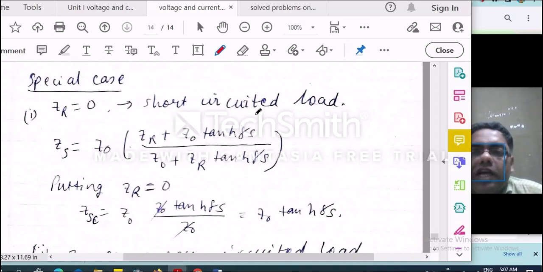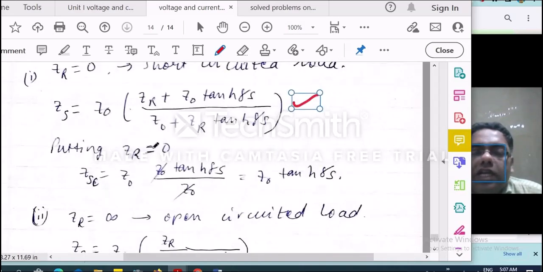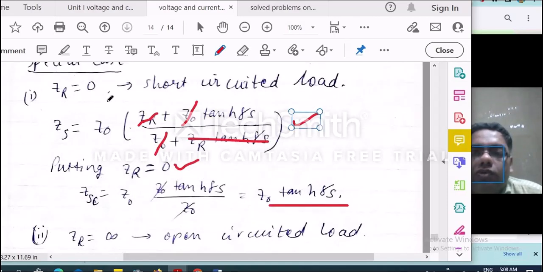When ZR is 0, it is a short circuited load. This is the general expression. If I put ZR as 0, this part will become 0, this term will go away, and then Z0 will cancel. So I will get Z0 tanh gamma s for a short circuited load.